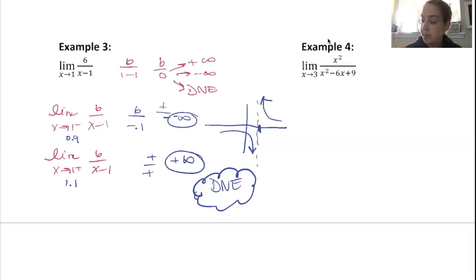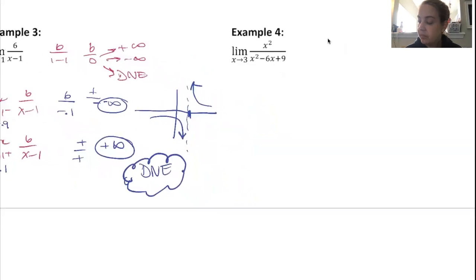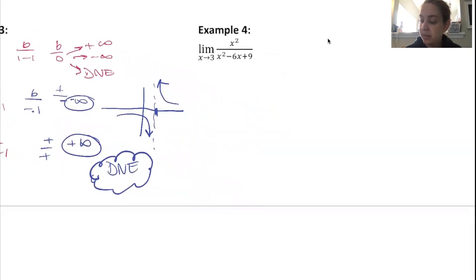Okay, so example 4, let's see what's going on. Again, the first thing you always do is substitute that 3. So this becomes 9 over 9 minus 18 plus 9, which is 9 over 0. So 9 over 0 tells me that this is positive infinity, negative infinity, or does not exist.